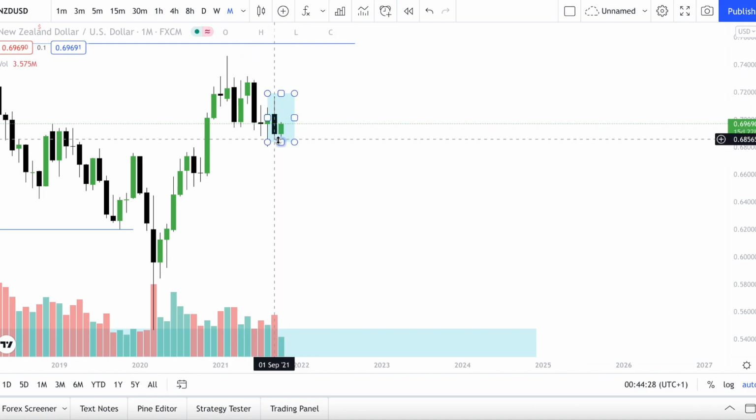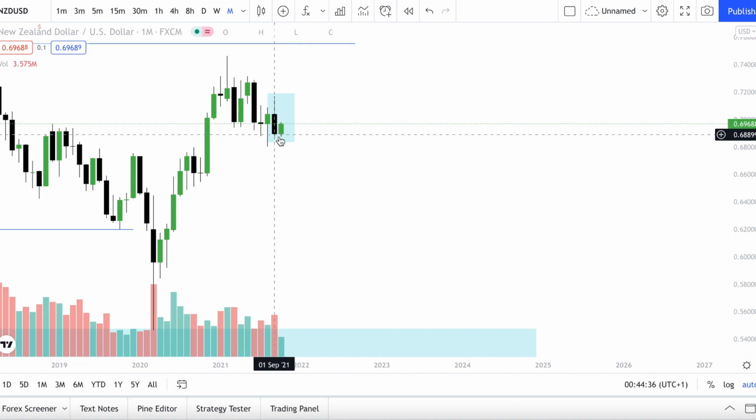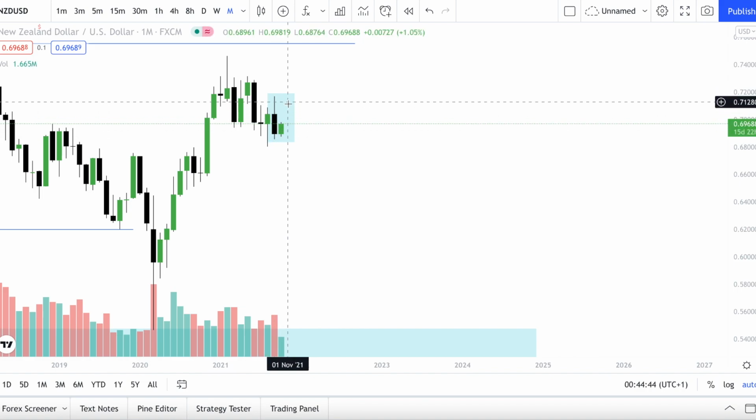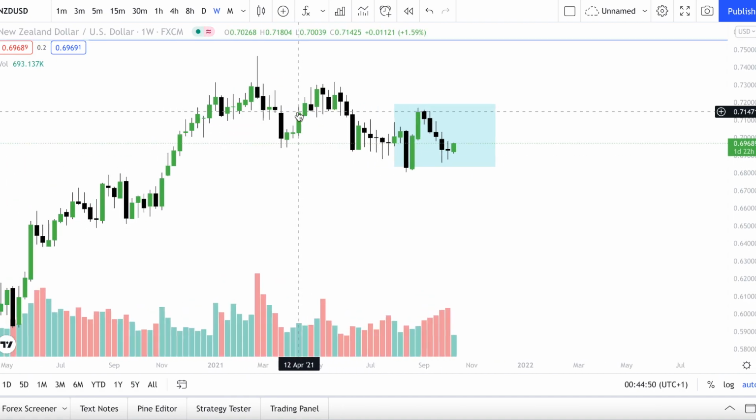The reason why it's retracing is because there's accumulation and distribution happening at the same time. So the push up is where the price is retesting, and this is the area where we can expect price to come and retest to the downside. Let's look into weekly candle.